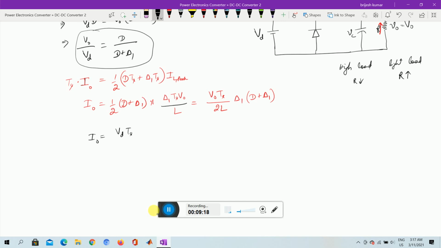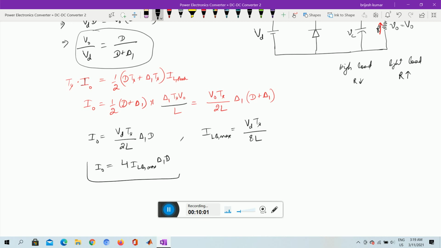So let us write I0 is equal to Vd Ts by 2L into del 1, and d is also multiplied here because d times Vd. So we get the value of I0 here, and also we have the value of ILB max. What is the value of ILB max at the boundary condition? That is Vd Ts by 8L. So if we substitute over here, this will be 4 ILB max into del 1 into D is equal to I0.